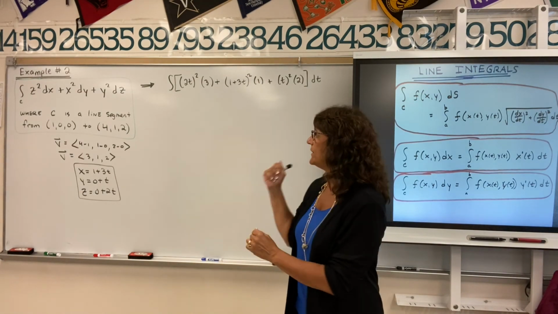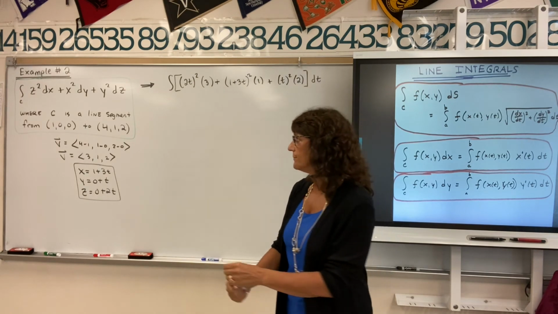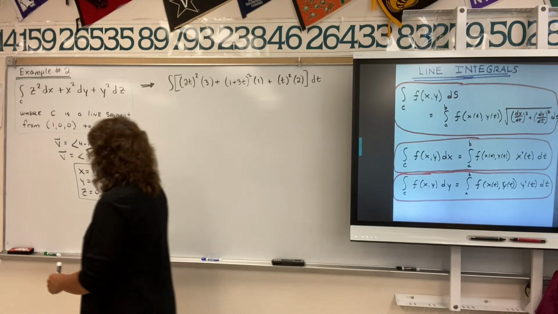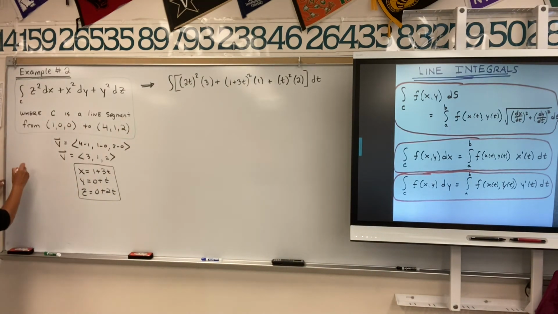All right, now we need the bounds. To find the bounds, I'm going to go over here. So let's find the bounds. We're going from (1, 0, 0) to (4, 1, 2). So (1, 0, 0) to (4, 1, 2).